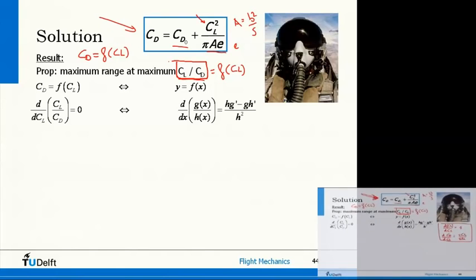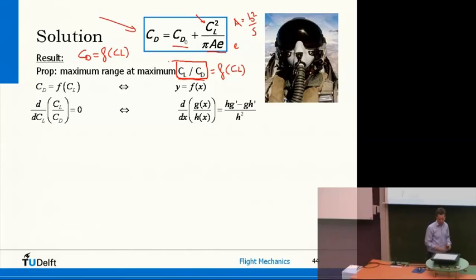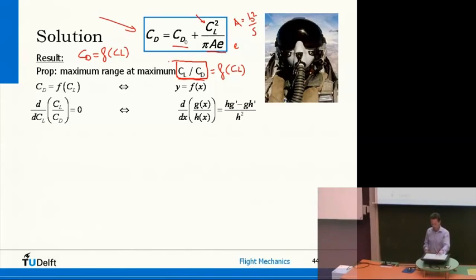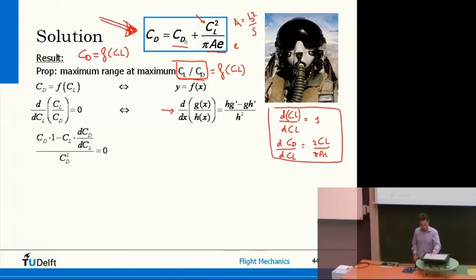Now, we're basically doing a derivation of CL over CD. So you have certain rules in mathematics stating how to calculate the derivative. It's the derivative of a function g over a function h, and you have the quotient rule to solve it. So let's just do that in this case. You need the derivative of h and the derivative of g. Then you get CD times 1, so 1 is the derivative of CL, minus CL times the derivative of CD, 2CL over pi AE, divided by CD squared, and that's equal to 0.